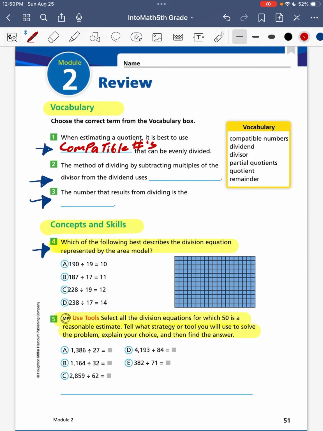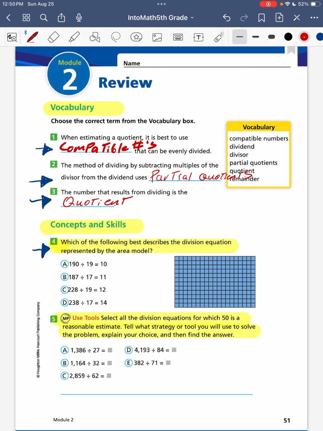Number 2, the method of dividing by subtracting multiples of the divisor from the dividend uses partial quotients. And lastly, the number that results from dividing is the quotient. Anytime we are dividing, our answer is a quotient. All right, concepts and skills.